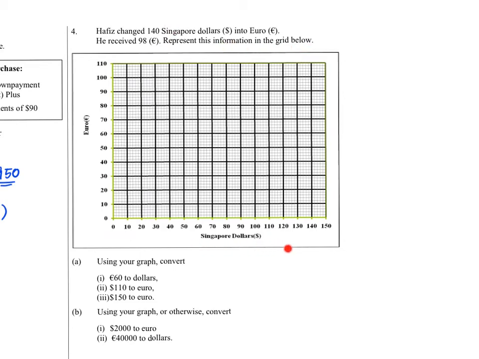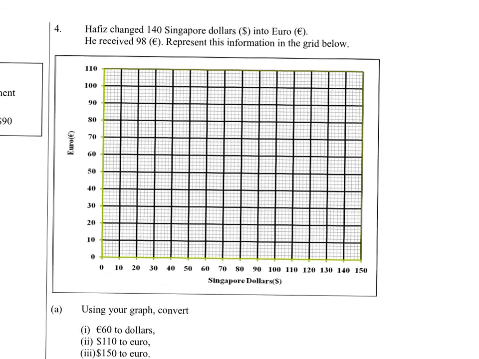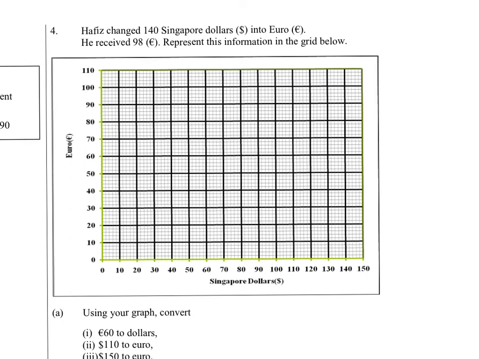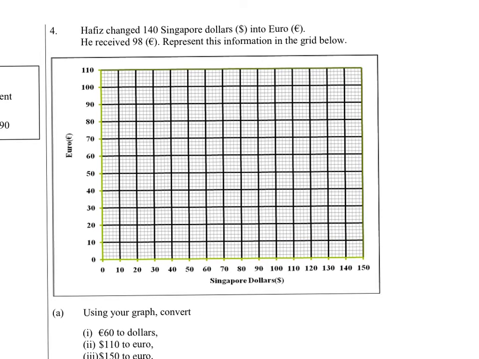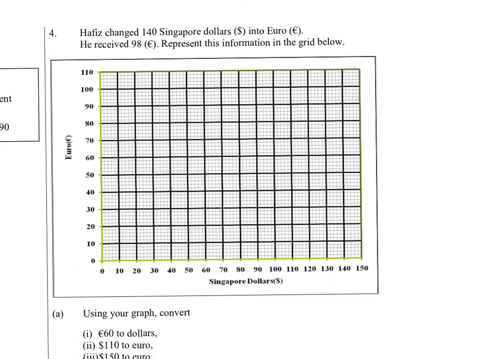This is the axis on Singapore dollars, and that is 140. So at 140, I have Singapore dollars, while this is the axis in euro, 98. So somewhere around here. Let me zoom in a little bit more so that we can draw this correctly. So 1, 2, 3, 4, 5. There are 5 squares to represent 10 units. So each square represents 2 units.